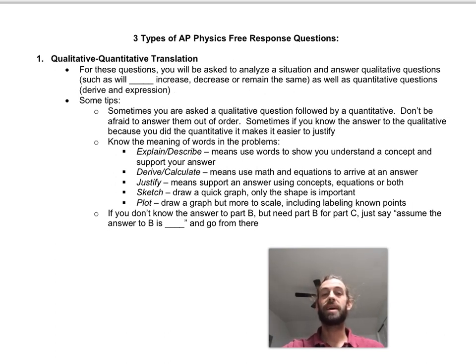Make sure that you draw upon specific things. Typically, they're not looking for you to just say, well, the final answer of my derivation was this. They want you to look at steps within that derivation that ultimately lead to the answer. So that's something to keep in mind for these types of problems.